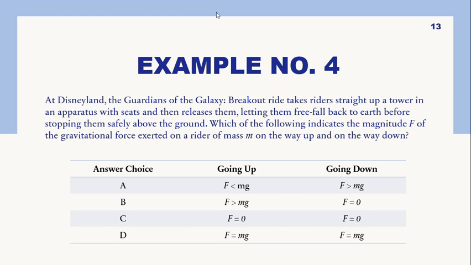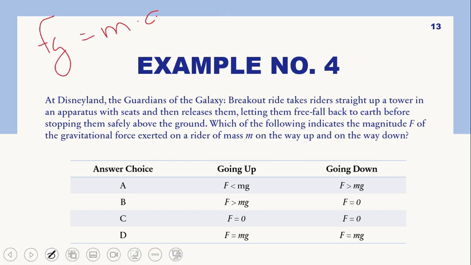The gravitational force near the surface of a planet is always equal to the mass of the object the force is being applied to times the planet's acceleration of gravity. Since the ride doesn't cause you to grow a limb or take you to Mars, your mass and the acceleration of gravity stay the same. And so no matter which way you're going, the gravitational force is equal to mg. So D is the correct answer.